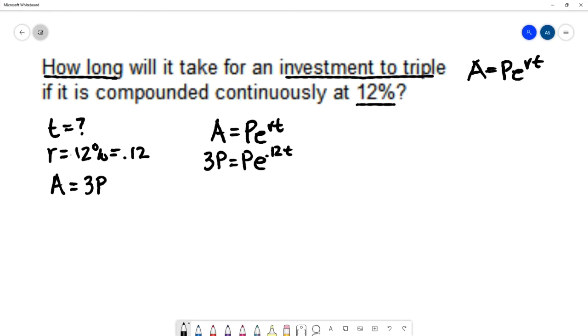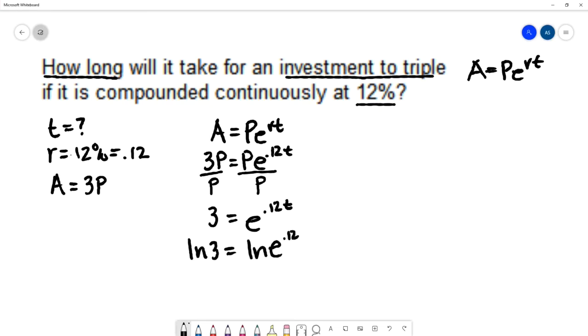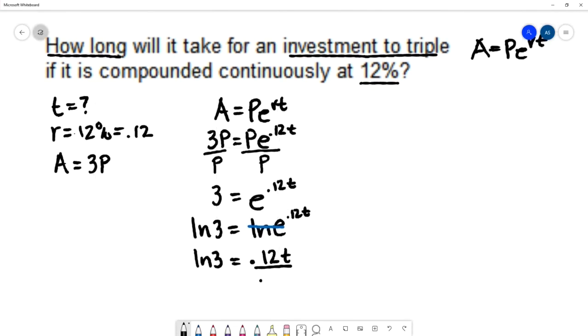We're going to solve for time by dividing both sides by P, and that gives 3 equals E to the 0.12 T. I'm going to solve by taking the natural log of both sides. Natural log and E are inverses of each other, they cancel, and we're left with 0.12 T equals natural log 3. We'll divide both sides by 0.12 to get T equals natural log of 3 over 0.12.